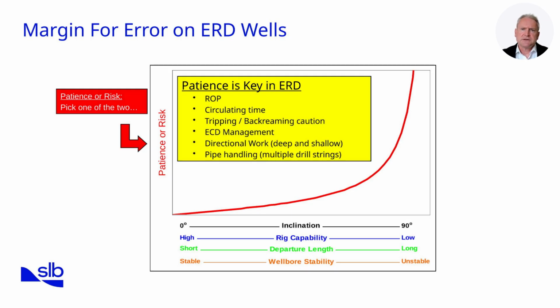The diagram on this slide illustrates the balance. On the left axis, we see inclination from vertical to horizontal. Across the bottom is departure length from short to long. Stability and patience are plotted against these parameters. The message is clear. The higher the inclination and the longer the step out, the less margin for error. Having examined both the technical and operational aspects, let's review the module objectives to close this session.